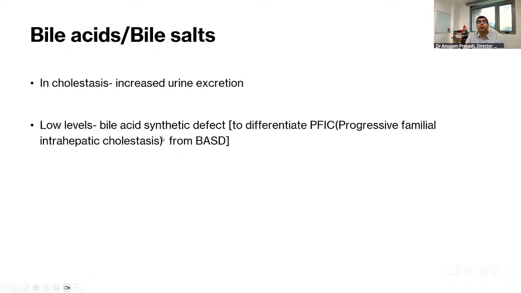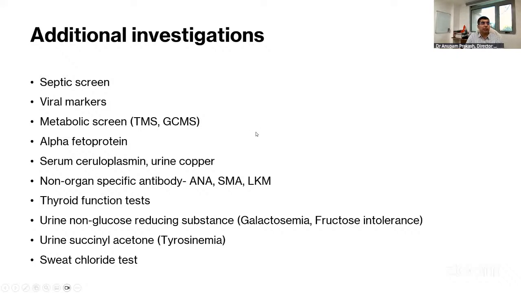Low levels could be there in bile acid synthetic defect, and this actually differentiates progressive familial intrahepatic cholestasis from bile acid synthetic defect, wherein you have bile salts which will be low. Now, this I just talked about. You have additional investigations. So, we completed the liver function tests, but at times you will suspect liver disease and you will need to do much more.